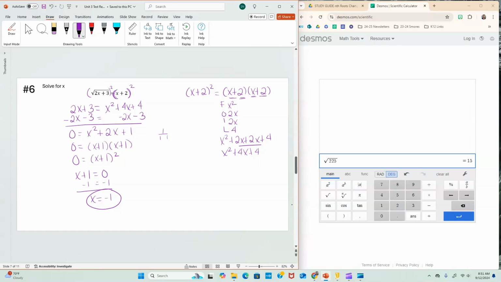Remember, you always want to double check and make sure that you don't have an extraneous solution. So I'm going to plug it back in. So square root of 2 times -1 plus 3, is that equal to -1 plus 2? So that tells me that the square root of -2 plus 3 is equal to 1, which is telling me the square root of 1 is 1, which is in fact true.